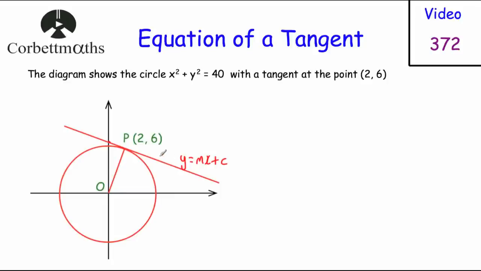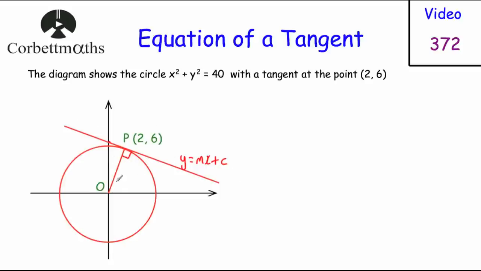So first of all, let's find the gradient of this tangent. Now here we've got the radius of the circle. Now thinking back to our circle theorems, a radius and a tangent always meet at 90 degrees, so that is a right angle. And because that's a right angle, that means that the tangent and the radius are perpendicular to each other. So if we know the gradient of the radius, we can then find the negative reciprocal, and that will be the gradient of the tangent.